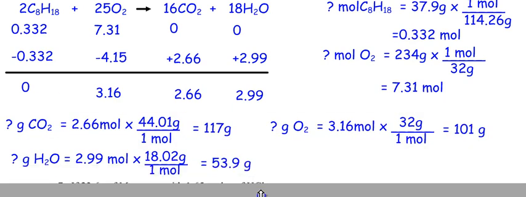So here we go. Here's carbon dioxide and multiply by 44.01 to get 117 grams of carbon dioxide. 2.99 times 18.02 is 53.9. And oxygen, notice over here, that's how many grams of oxygen I have remaining, which is 101. So I didn't use all 234 grams. I didn't even use, I have left over 101. So gosh, I must have used 133 grams of oxygen there.